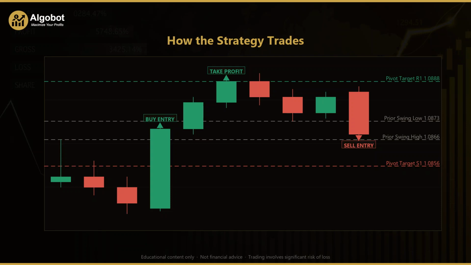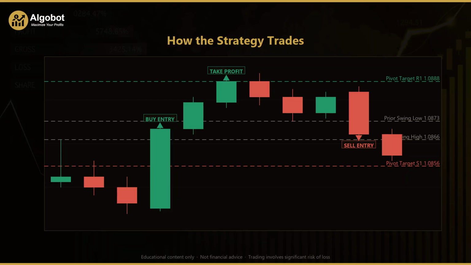Follow it down. As the floor breaks, downside momentum carries price lower, and the strategy's target was already defined. The first support pivot, S1, drawn at 1.0856. Price slides into that level, and the take profit marker fires, completing the short scalp.